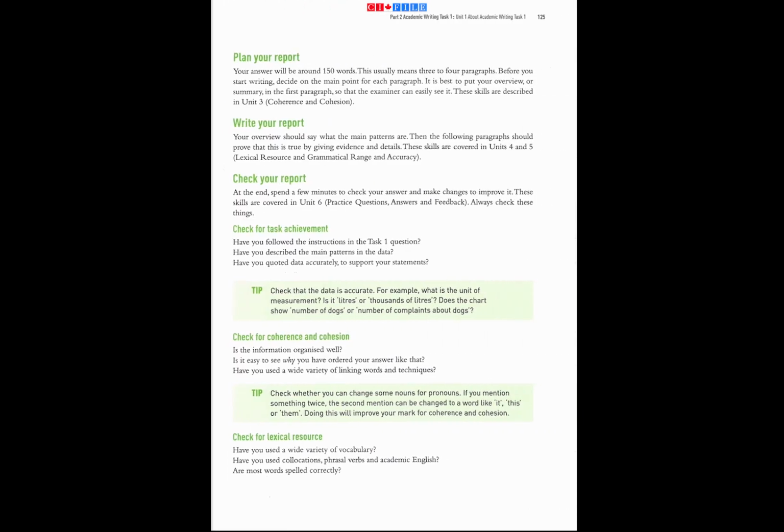Plan your report. Your answer will be around 150 words. This usually means 3 to 4 paragraphs. Before you start writing, decide on the main point for each paragraph. It is best to put your overview or summary in the first paragraph so that the examiner can easily see it. These skills are described in Unit 3, Coherence and Cohesion.